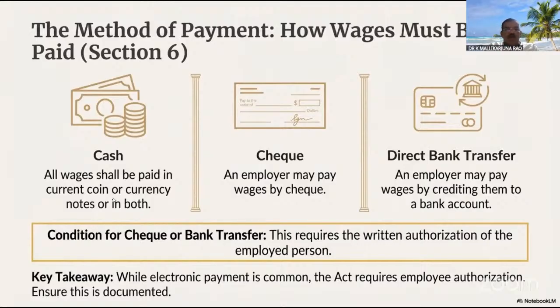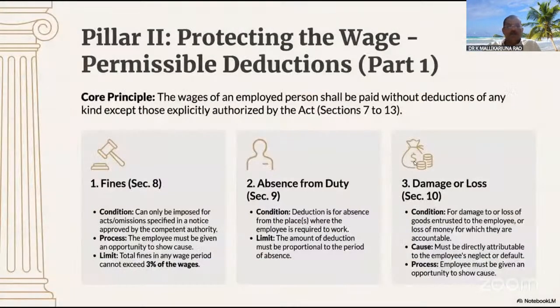Directly the amount will be paid to all these employees. After a certain period, the check is issued, the employee goes and deposits the check in their respective branch, and the amount is transferred. Now there is DBT, direct bank transfer. Employers may pay wages by crediting them to a bank account. The condition for check or bank transfer is that it requires written authorization of the employee. So the electronic payment system is common now.